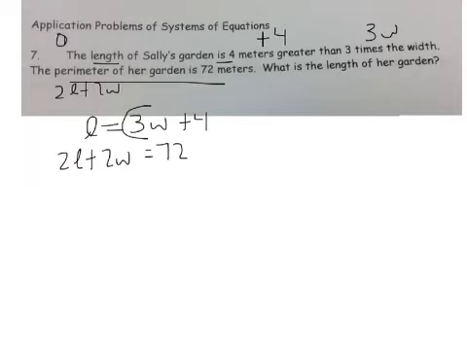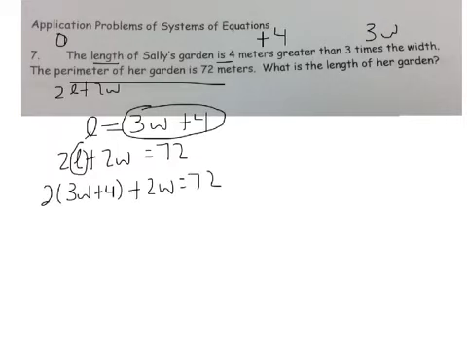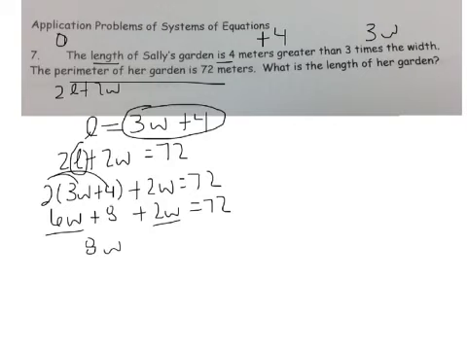This one is already solved for L. So we'll take out that L and we'll put that in its place. 2 parentheses 3W plus 4. Bring down the rest of it. Distribute, that's 6W plus 8. Bring down 2W, bring down 72. 6W, 2W is 8W, plus 8 equals 72.